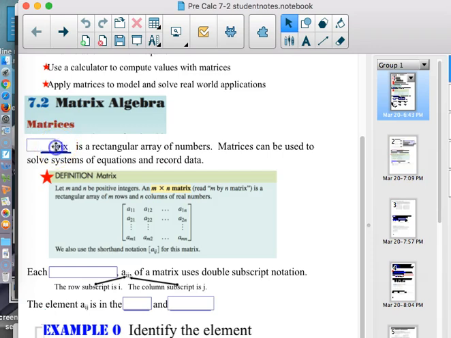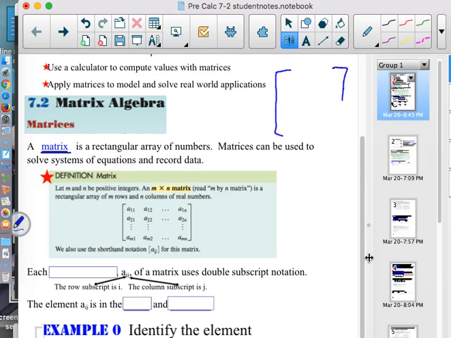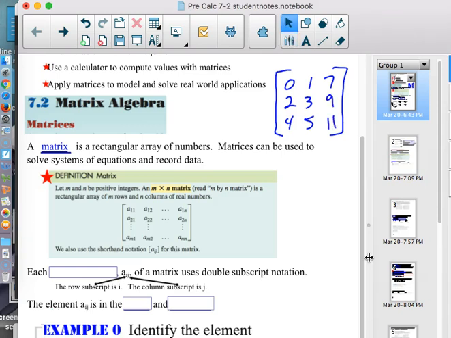So what is a matrix? Well, a matrix is a rectangular array of numbers. Matrices can be used to solve systems of equations and record data. And so what we see when we look at a matrix is a grouping of numbers. I'll just throw a bunch of numbers down here. Like so. And so I have the numbers 0, 1, 7, 2, 3, 9, 4, 5, 11, and that's a matrix, and those numbers would all represent some quantity.